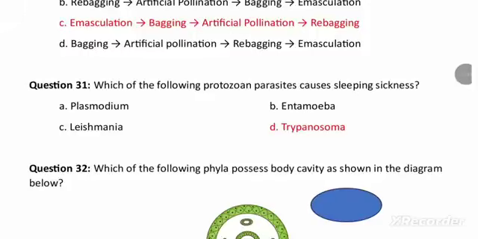Which of the following protozoan parasites causes sleeping sickness? Sleeping sickness is caused by, as we know, Trypanosoma, one of the protozoa which causes sleeping sickness.